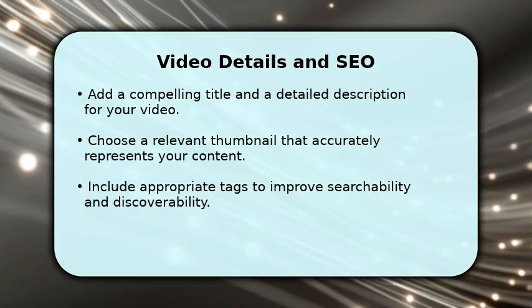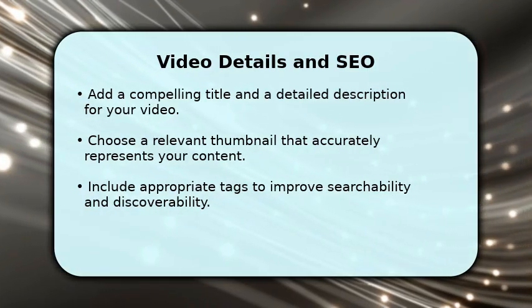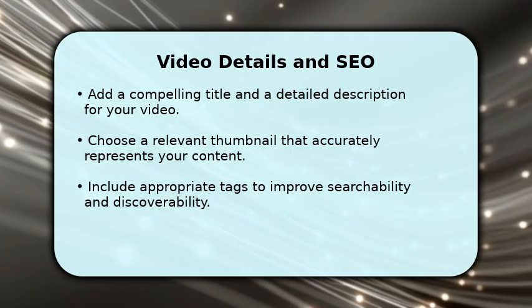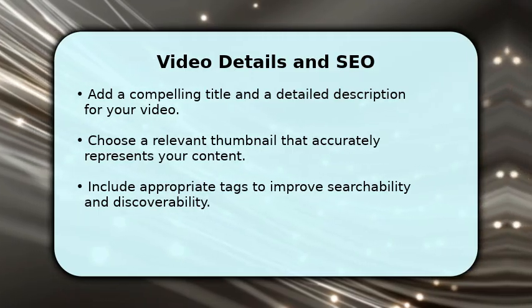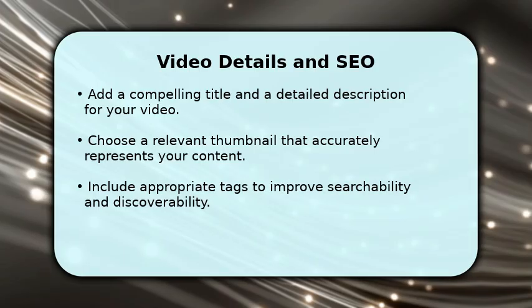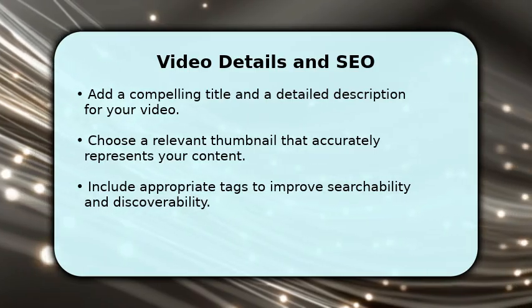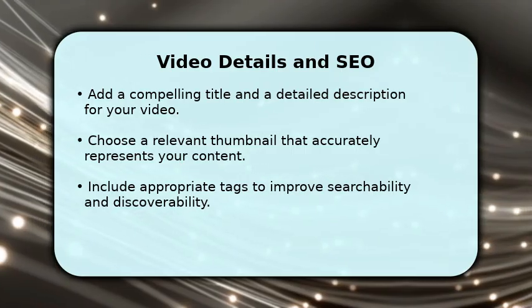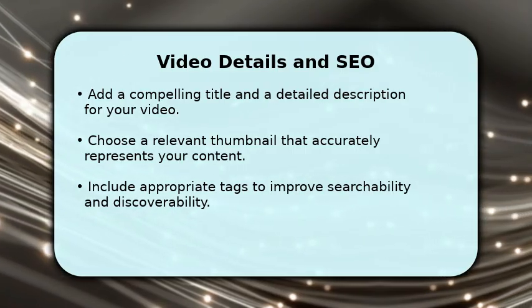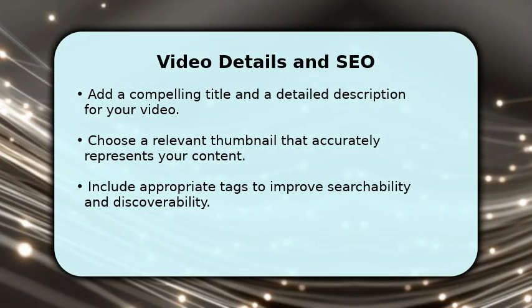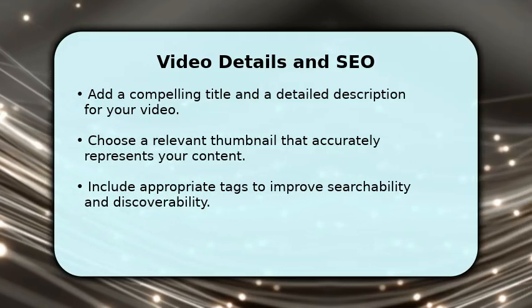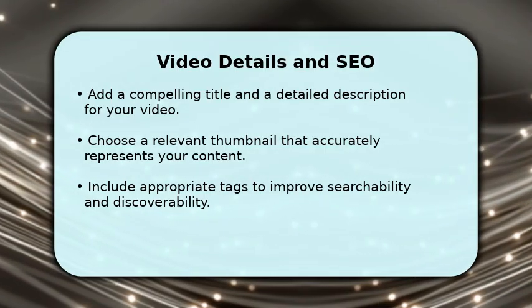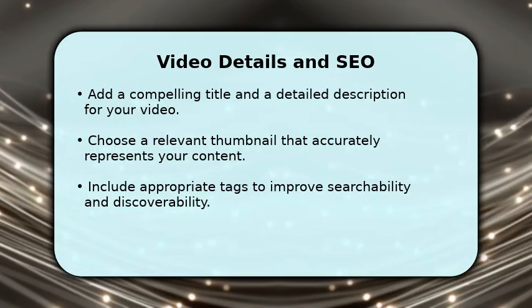Once your video is uploading, it is crucial to add a compelling title, ideally under 100 characters, and a detailed description, which can be up to 5,000 characters. Next, select an eye-catching thumbnail that accurately represents your content and encourages clicks. Don't forget to include relevant tags. These keywords help YouTube understand your video's topic and improve its discoverability in search results, reaching a wider audience.